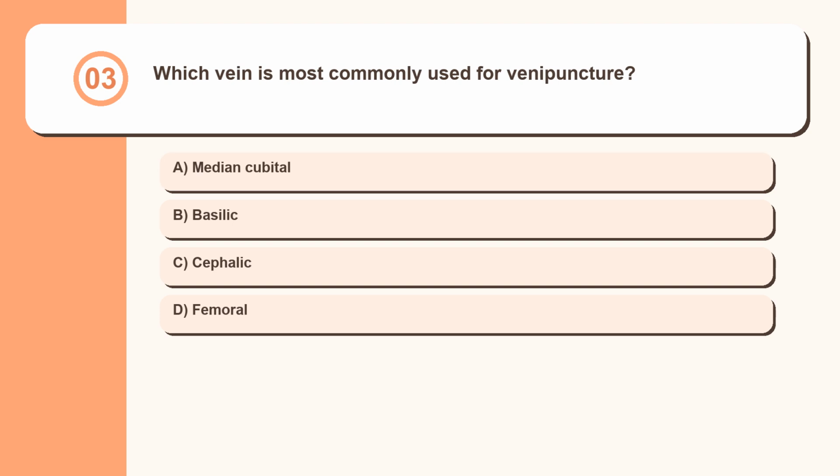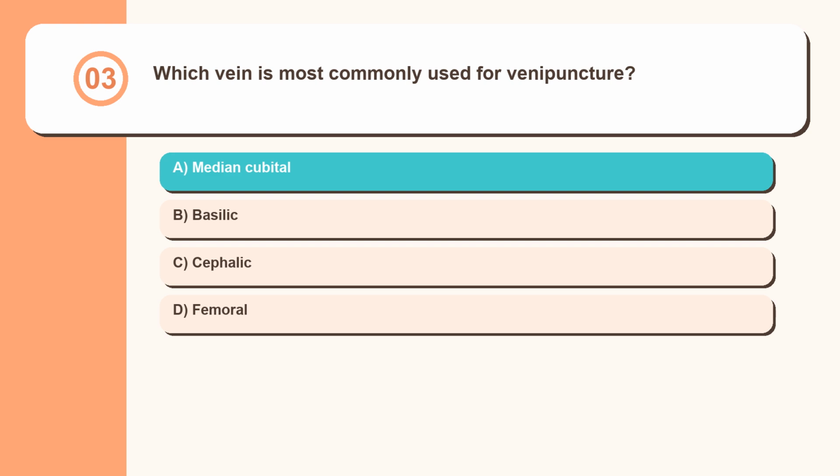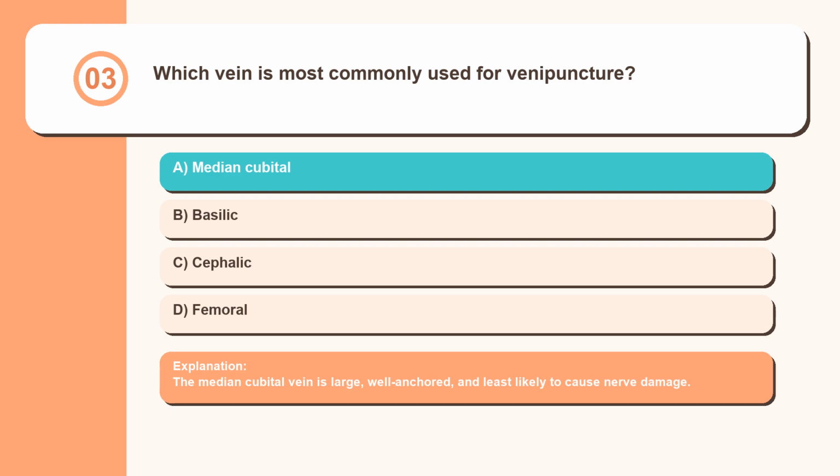Question 3. Which vein is most commonly used for venipuncture? Median cubital, basilic, cephalic, femoral. The median cubital vein is large, well anchored, and least likely to cause nerve damage.